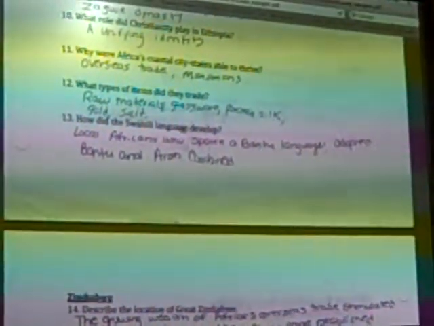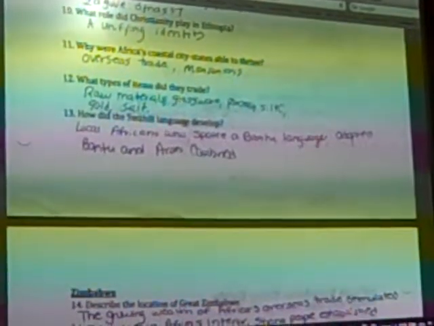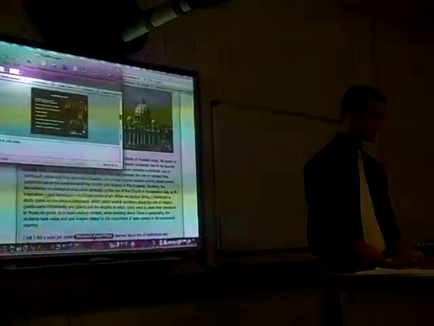So again, I took this and went through the textbook and sort of in chronological order developed a set of questions that would help to lead the kids through the activity, through the material that we were learning about.